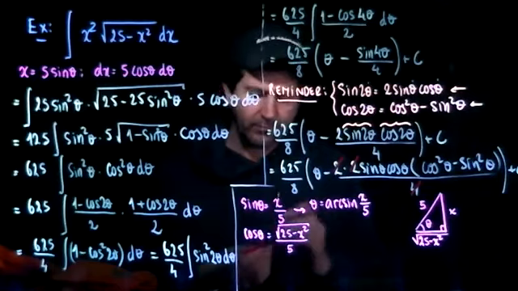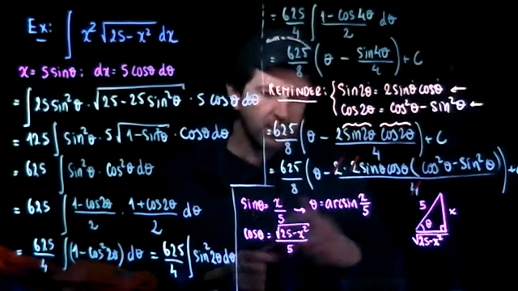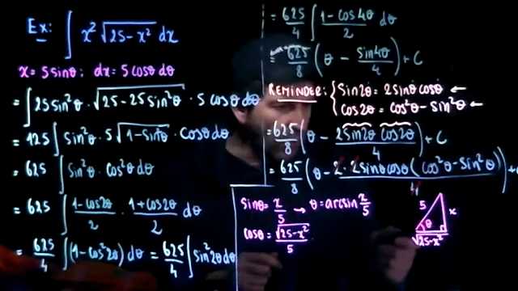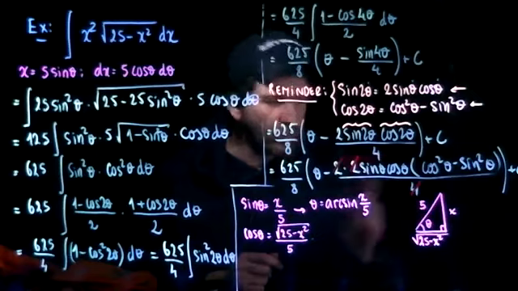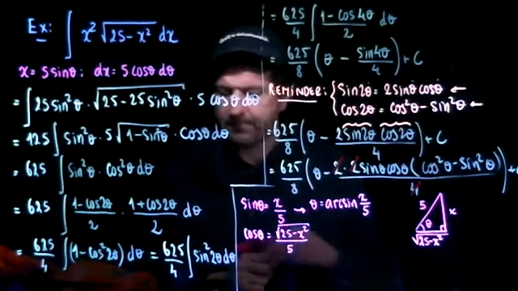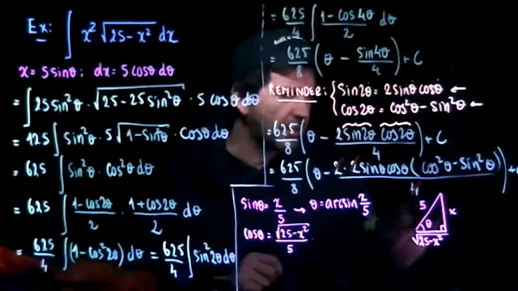Sorry, sir, could you explain how you got the cos theta? Like cos theta is equal to square root 25 minus... This here, because look at this triangle. The cosine is the adjacent over the hypotenuse. Oh, okay, thank you. The adjacent we found thanks to Pythagoras theorem.